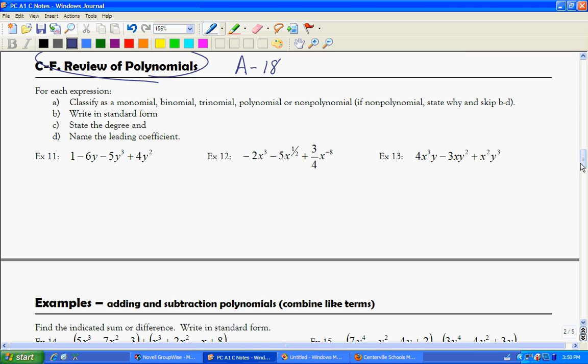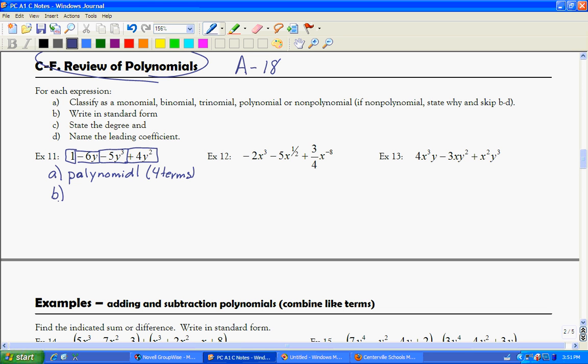And we need to look at how many terms we have. Terms are separated by plus or minus signs. So we have 1 is a term, negative 6y is a term, negative 5y cubed is a term, and 4y squared is a term. So we have 4 terms, so we're going to classify that as a polynomial, because we have 4 terms.